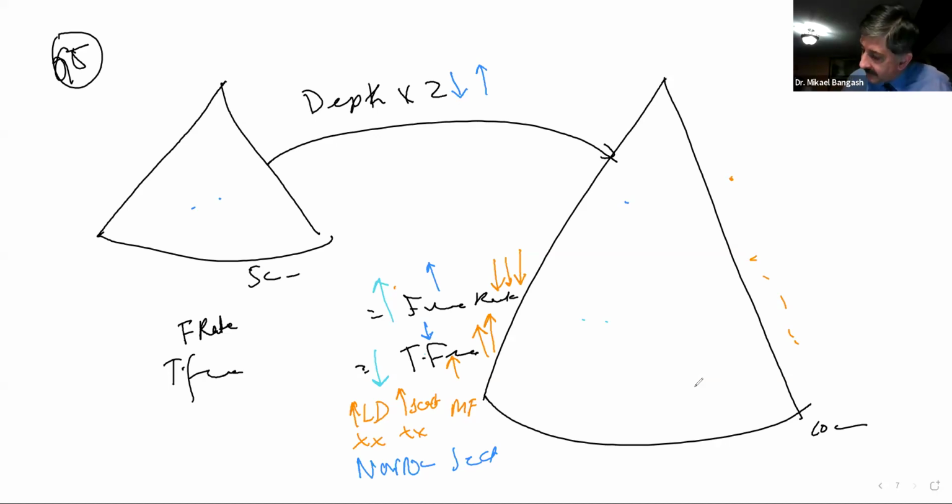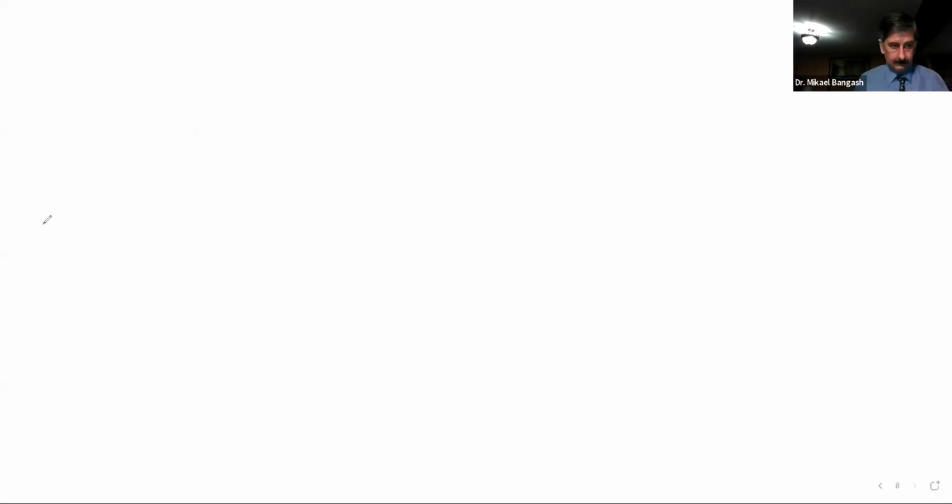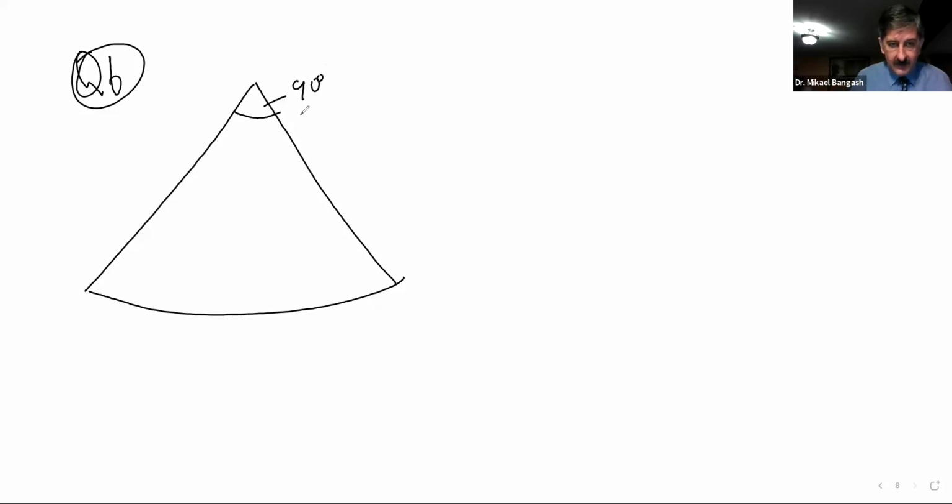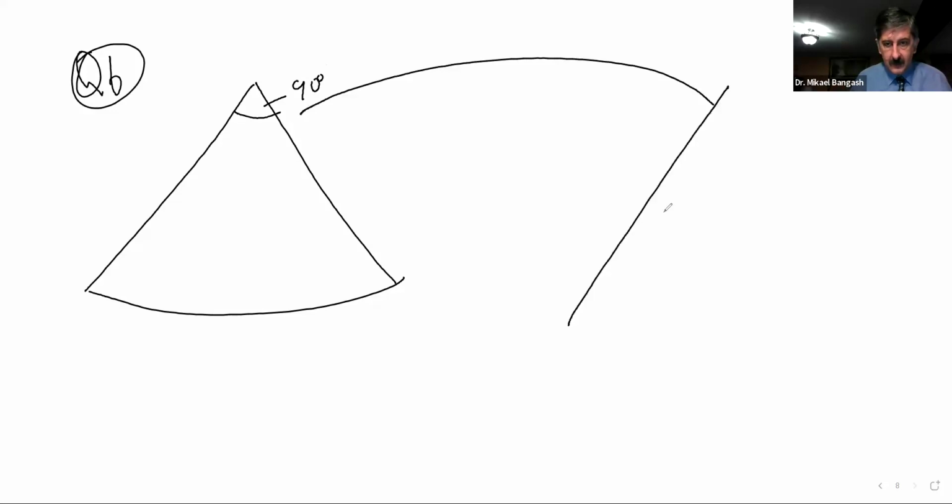Okay, question number 6. Now, a sonographer adjusts an ultrasound machine to change the sector size from 90 degrees to 45 degrees. So we have a sector here. This was 90 degrees, but what does this sonographer do? He reduces it down to 45 degrees.